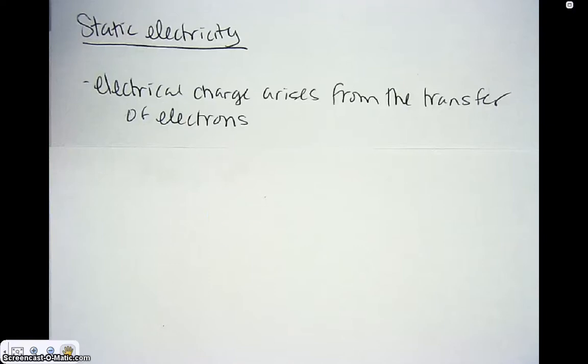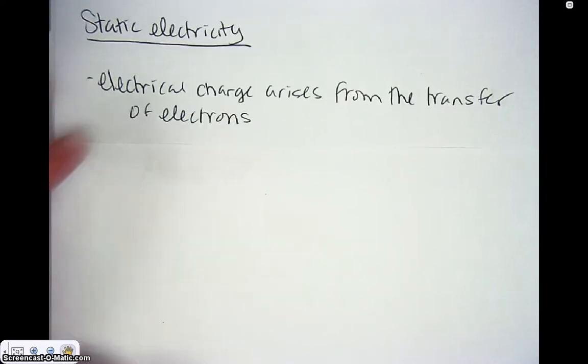In this video, I'm going to start talking about static electricity and about where charges come from. Later we'll talk about current electricity, when electricity moves and we harness it for power. But now we just really need to understand where electrical charge comes from. Electrical charge arises from the transfer of electrons from one place to another.